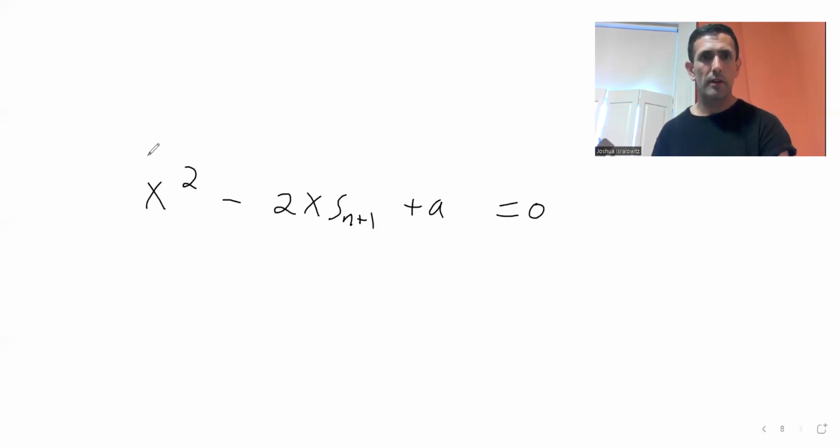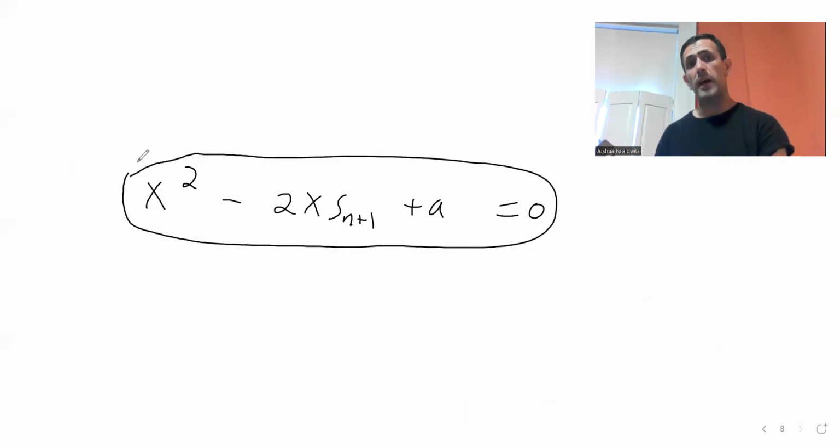So this is going to be just A. I'm multiplying A over 2x by 2x, and it's just going to be A. So let's write this out as x squared, just subtract 2x Sn plus 1. Sorry, it's plus A. So this Sn, which we called x, satisfies the equation x squared minus 2 Sn plus 1 times x plus A equals 0. It might look a little neater if I put the 2 Sn plus 1 in front.